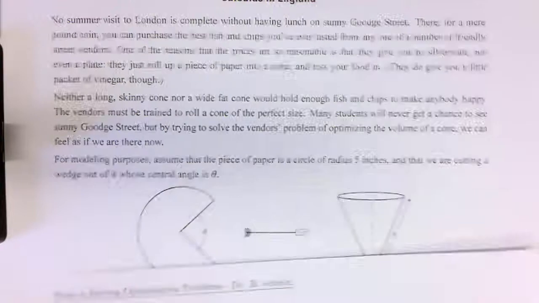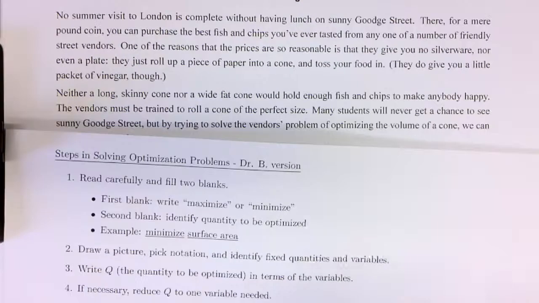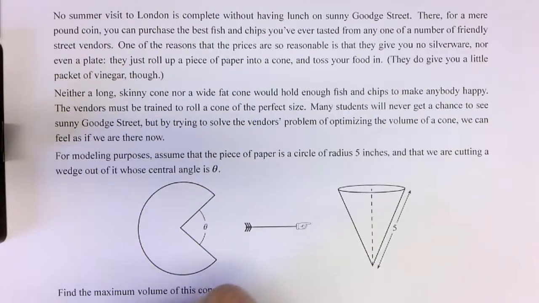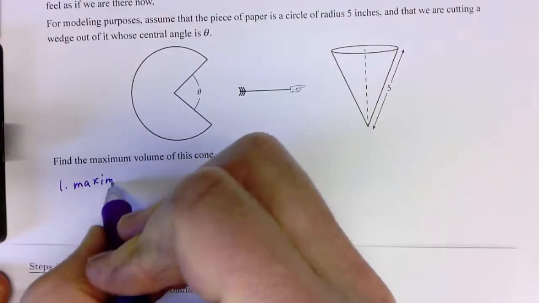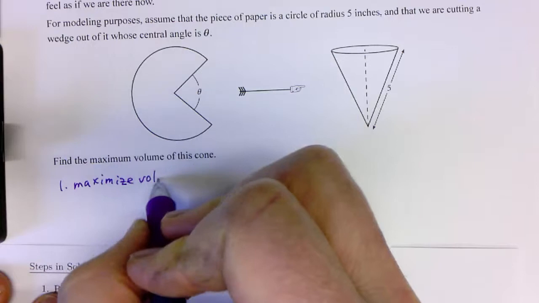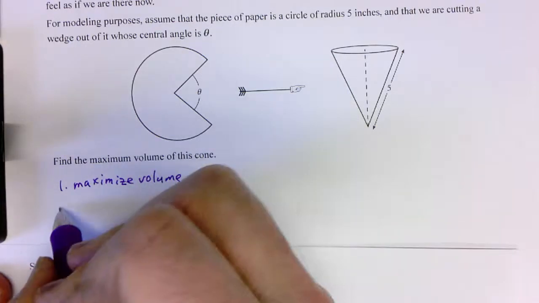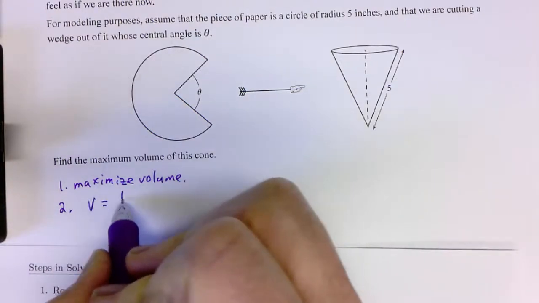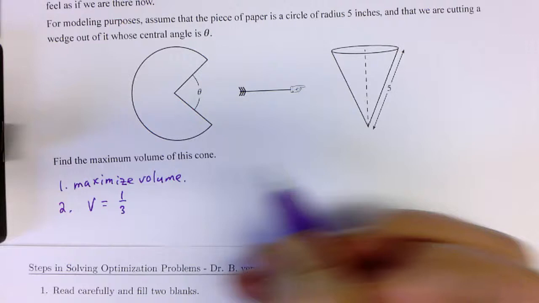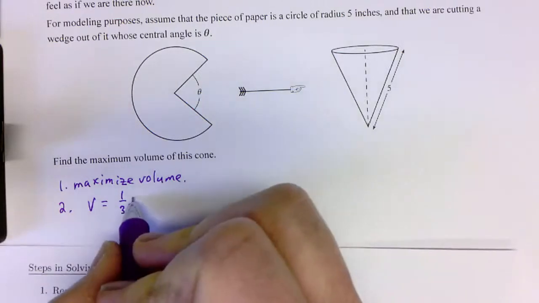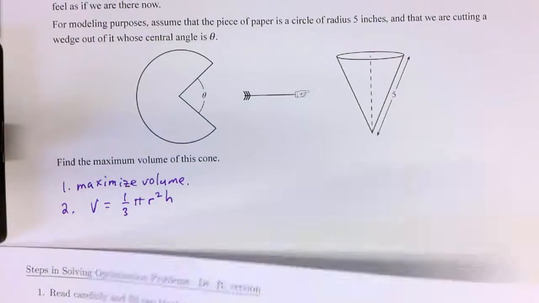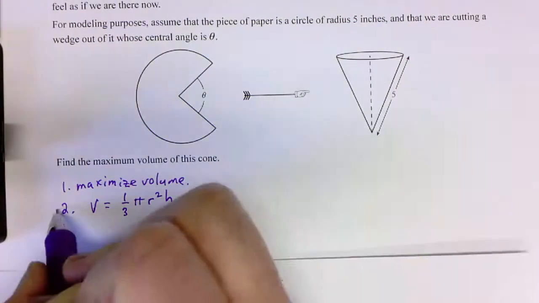So step one, write down what it is you're trying to do. We want to maximize the volume. Step two is to come up with a quantity. While we're trying to maximize the volume of a right cone, which is 1/3 pi r squared h. Now, that's actually step three.